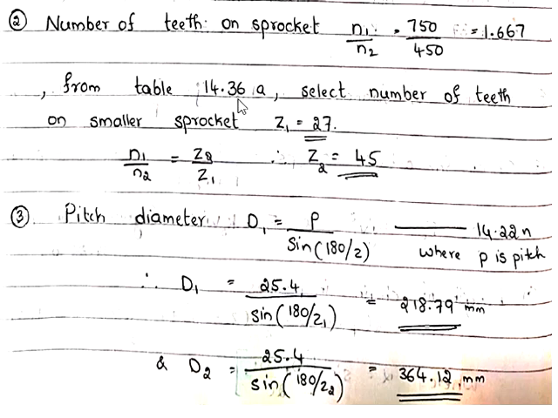So in table number 14.36, actually range is given. Range should be 30 to 27. You can select minimum value. So I have selected Z1 as 27. Step number 3. Find out pitch diameter. And in procedure I told you have to find out both D1 and D2. To find out D1 use Z1 here and to find out D2 use Z2 here. You will get diameter 1 as 218.79 mm and D2 as 364.12 mm.